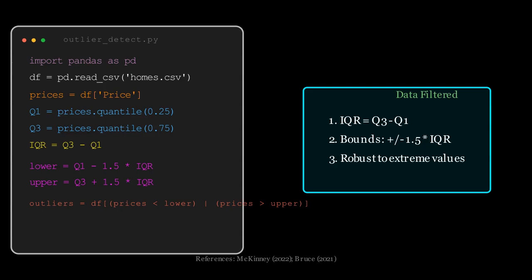Mastering the IQR method is a fundamental skill for a data analyst. It provides a mathematical foundation for data cleansing and helps you ensure that your insights are driven by the many, not the few. By combining the power of Pandas with statistical rigor, you transform raw noise into high-quality data.